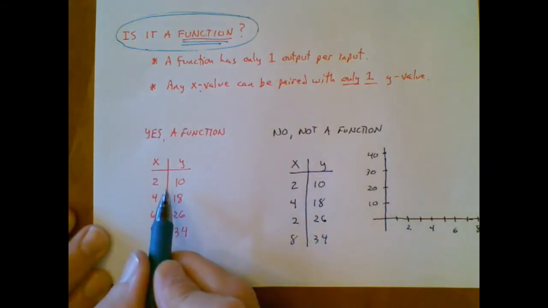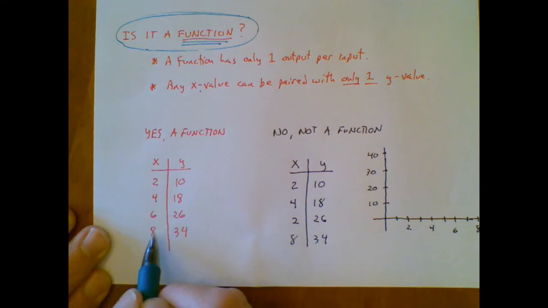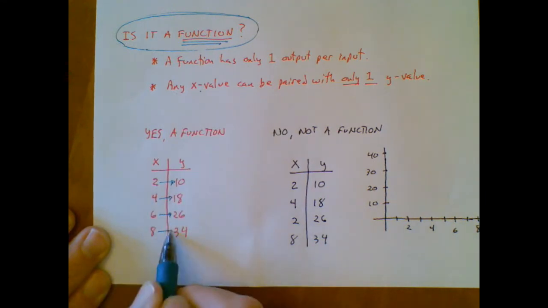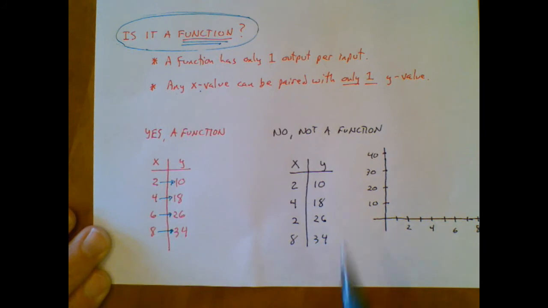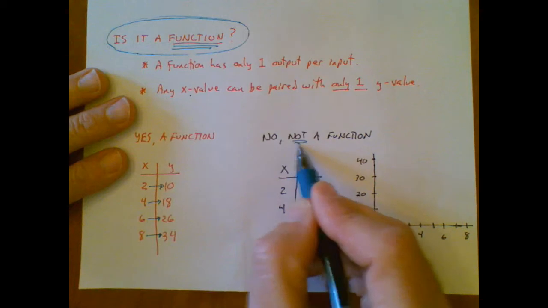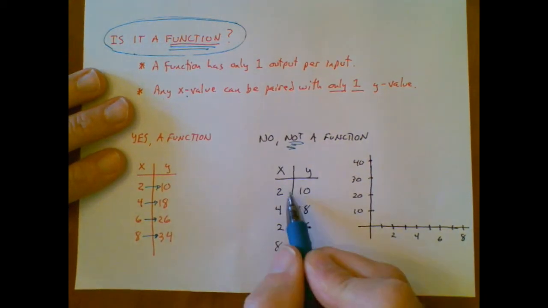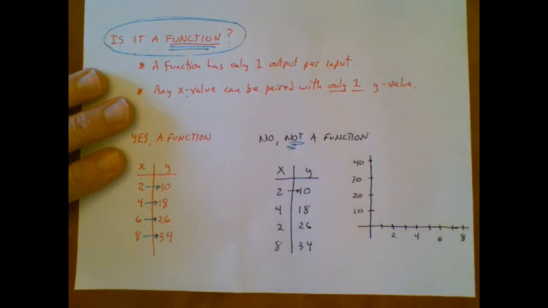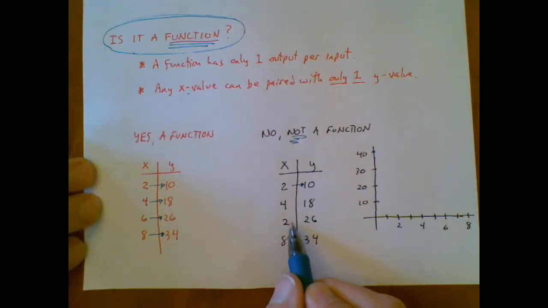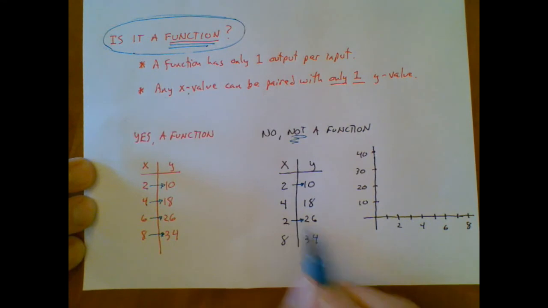In this case, each x value only gets one y value, so that's a function. And the ones we've been working with so far have been functions, so nothing here looks new or shocking to you. But let's take a look at this other one, this is not a function. You see that the 2 input leads to an output of 10, but also later on in the table, the 2 input leads to an output of 26.